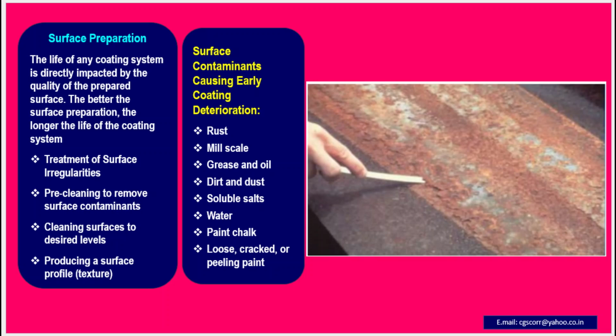Surface contaminants causing early deterioration include rust, mill scale, grease and oil, dirt and dust, soluble salts, water, paint chalk, and loose, cracked or peeling paint. The figure on the right side shows you the rust and mill scale formed on a steel surface.